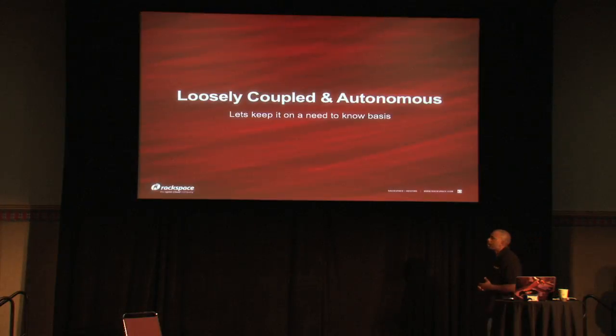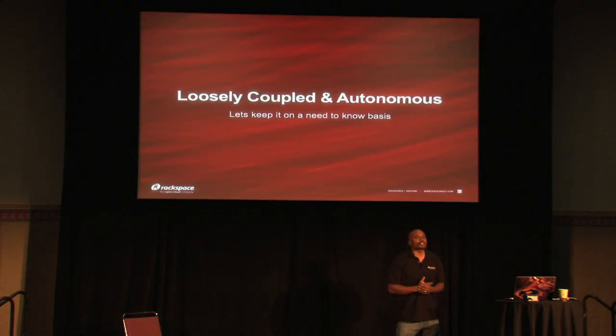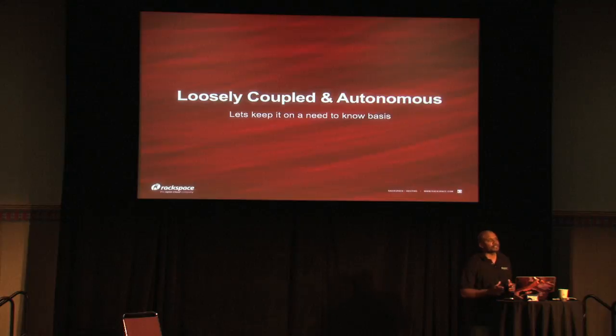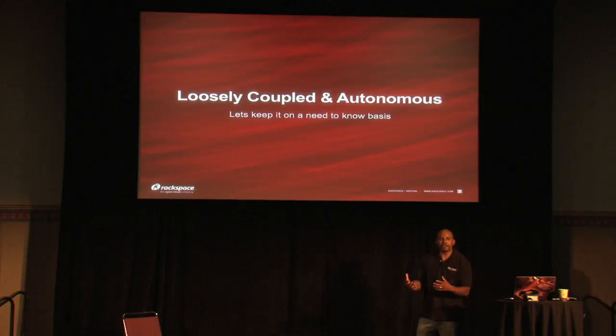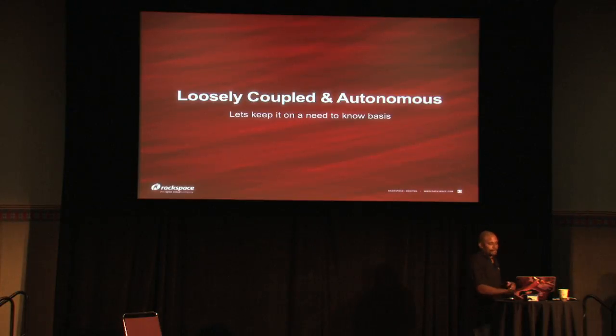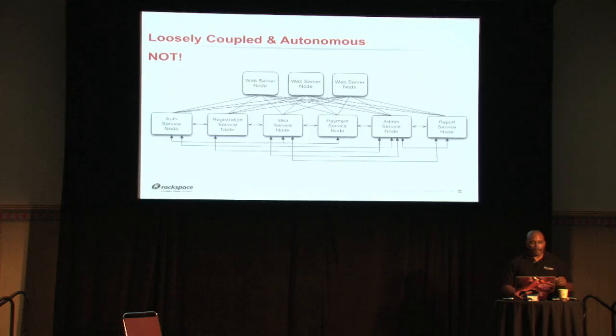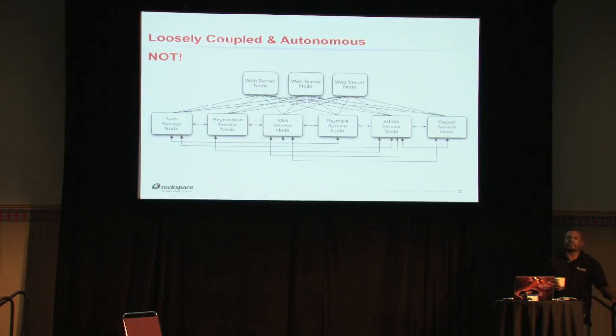Second thing I tell you to do is, as much as you can, make those components loosely coupled and autonomous. Make them where they're on a need-to-know basis. They don't have to know a whole lot about each other, but they're able to operate independently. Here's how we used to build applications. For those of you who are just catching up, lines in this diagram are not good.